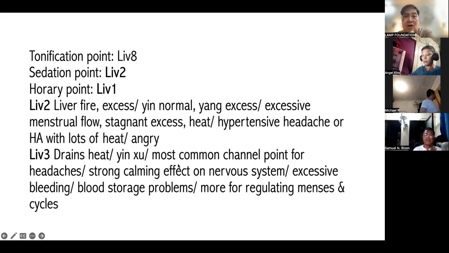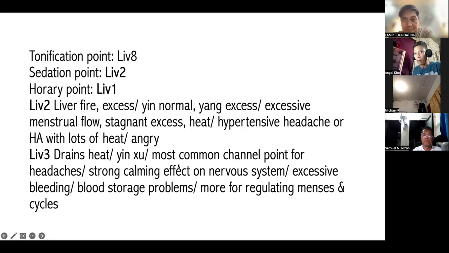Sige, basahin mo na lang to for the benefit of everyone. Liver 2. Liver 2 po is liver fire, excess, yin normal, yang yes. Excess or excessive. Menstrual flow, stagnant, excess, heat, hypertensive, headache with lots of heat. Angry. Okay. Liver 3.